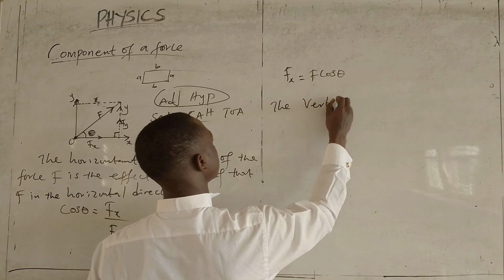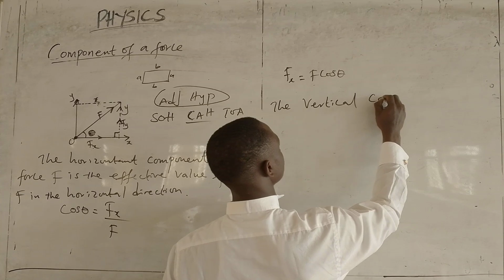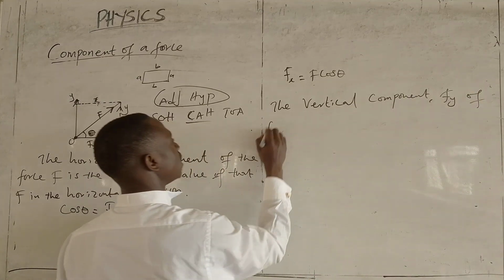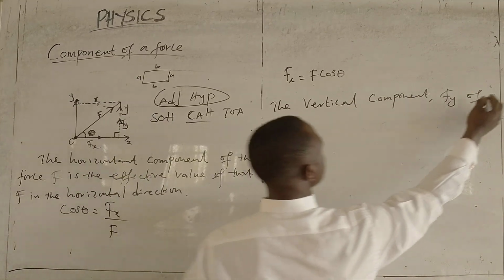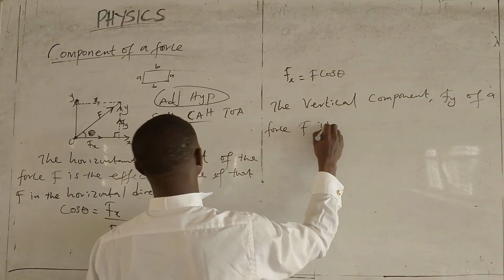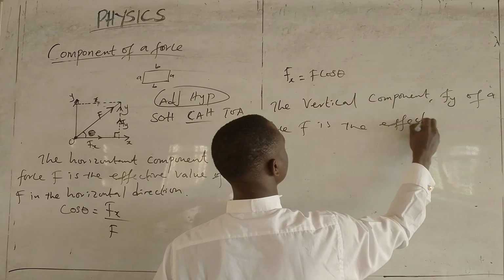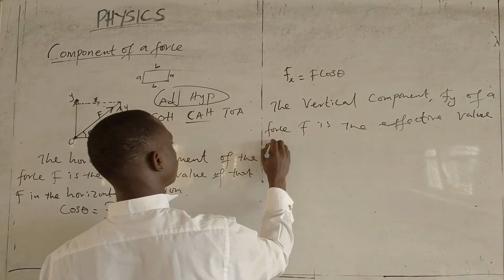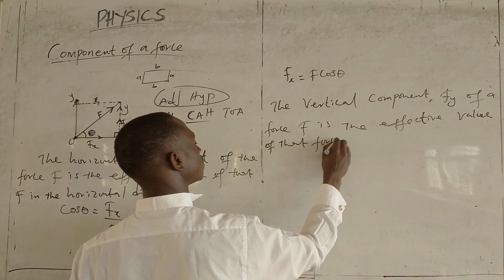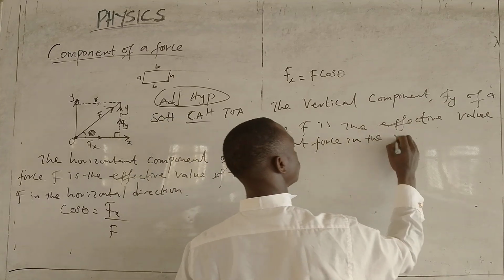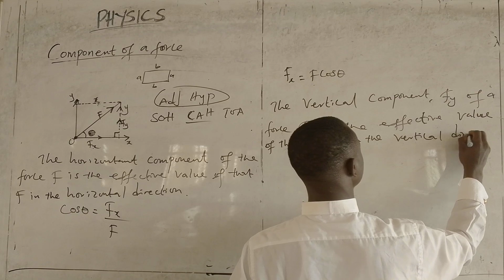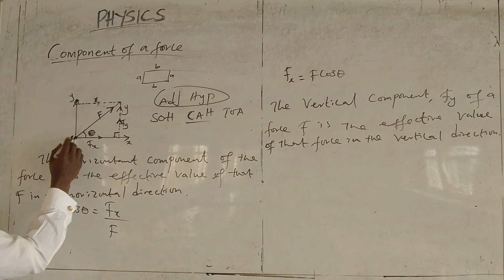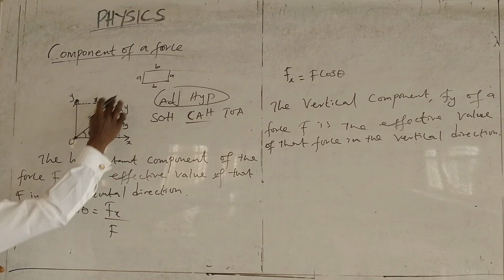The vertical component, that's Fy, of a force F, is the effective value of that force in the vertical direction. So what is the effect that this force will have in the vertical direction? That's Fy. We are using the same triangle.